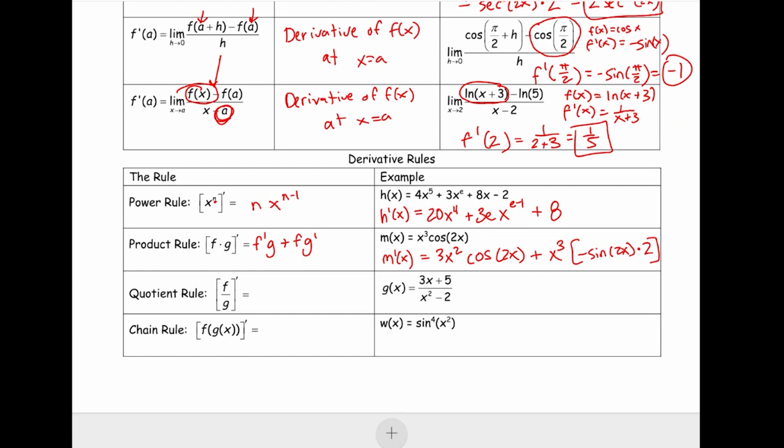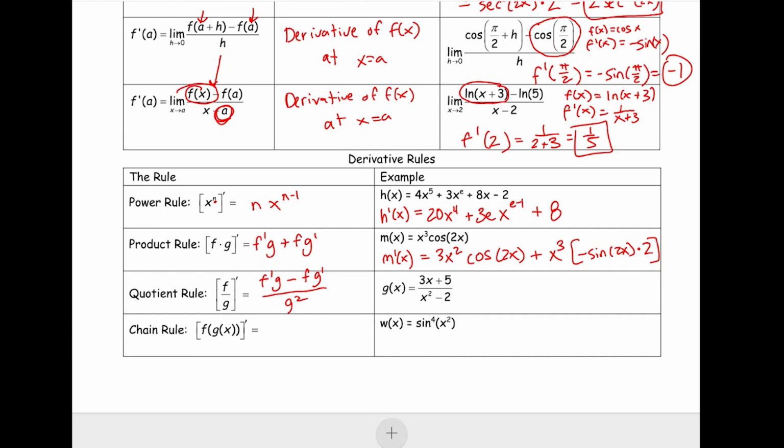Okay, the quotient rule. Quotient rule is kind of similar to the product rule, not exactly, but it's got some similarities. We're going to take the derivative of the top times the bottom. So kind of the same start here with the quotient rule, but we're going to subtract the top times the derivative of the bottom. And then finally divided by the bottom squared.